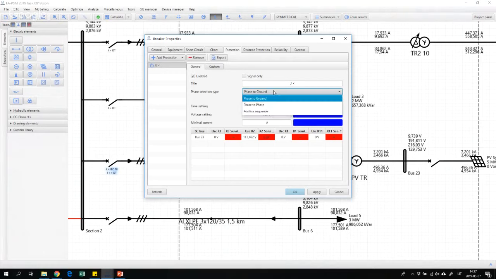So the nominal phase to ground voltage is 230, because here it's a transformer which reduces to 400 phase to phase voltage. If the phase to ground voltage becomes very small, it means that there is a short circuit somewhere in the network, and after waiting some time, we can disconnect our solar power plant.